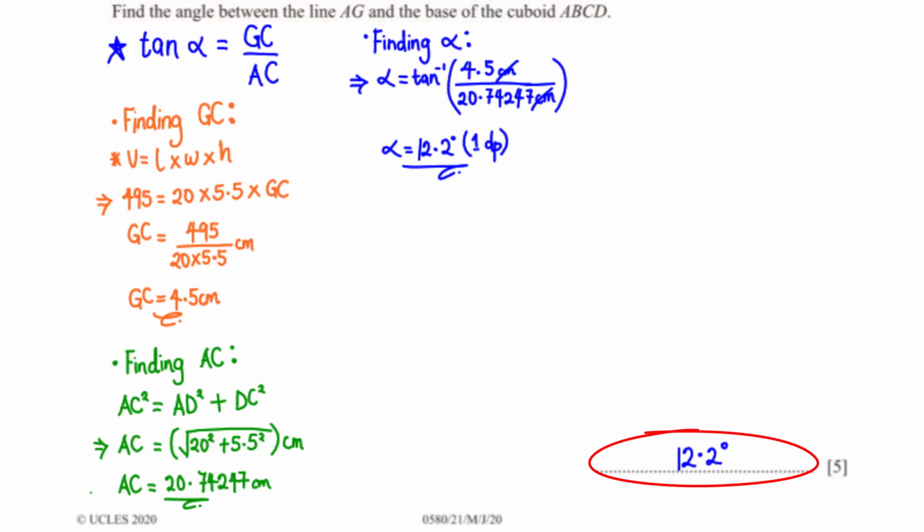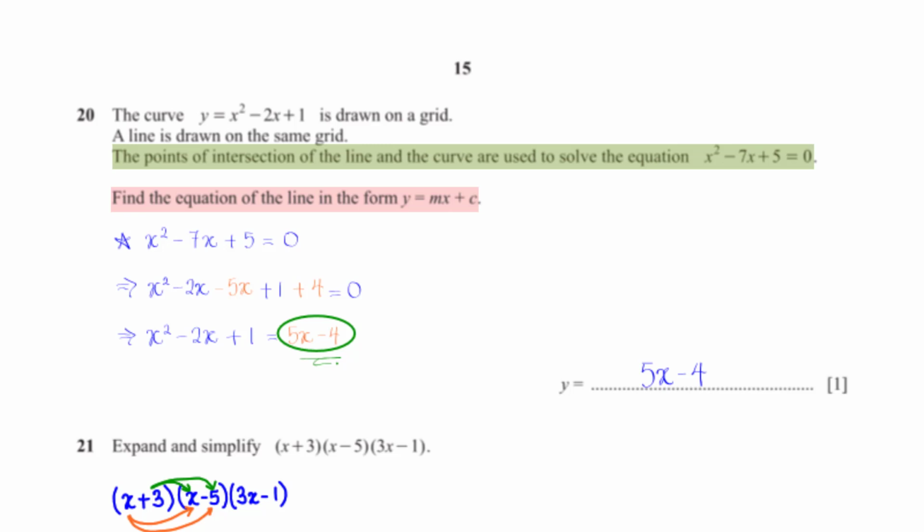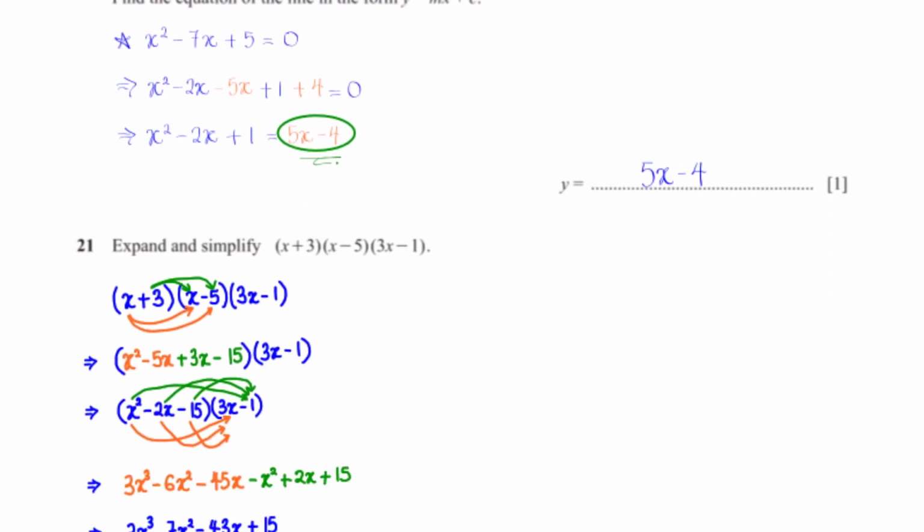The curve y equals x squared minus 2x plus 1 is drawn on a grid. A line is drawn on the same grid. The points of intersection of the line and the curve are used to solve the equation x squared minus 7x plus 5 equals 0. Find the equation of the line in the form y equals mx plus c. The equation of this line is y equals 5x minus 4.